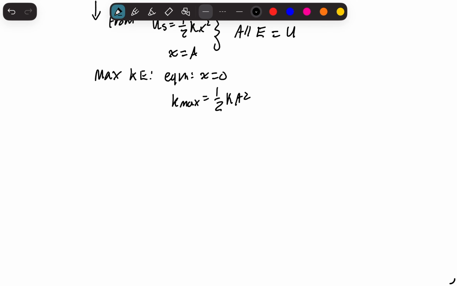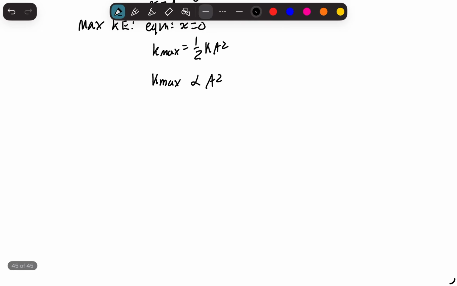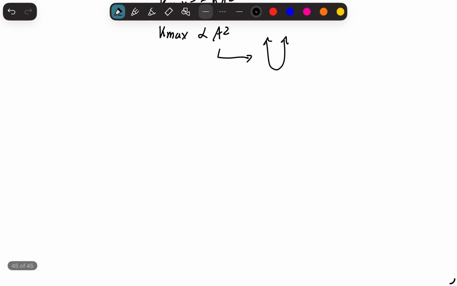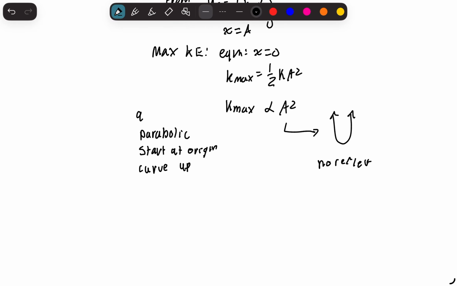Now, what you can see here is that K max is going to be proportional to A squared. And when you have something that's squared, that is something that's parabolic, and we can see there's no negative, so that means there's going to be no reflection. Therefore, we can say that this is going to start at your origin, it's going to curve up, and it's going to be parabolic. Now, which one of these is a quadratic? That was B, and that's why B was our answer.